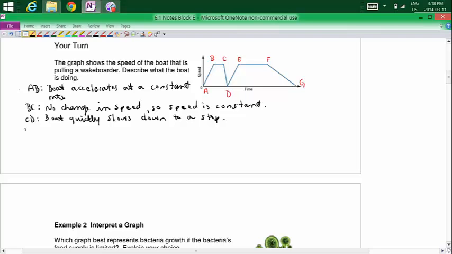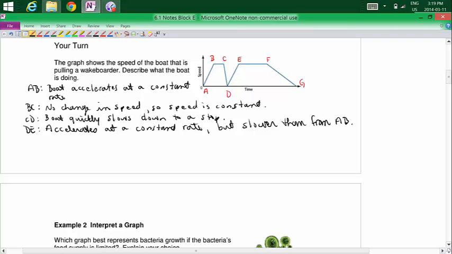Okay, our next section is from D to E, and you can see once again that the boat is increasing in speed, and it's a little slower than from A to B. It's not quite as steep of a slope as from A to B. So we're saying that it accelerates at a constant rate, but slower than from A to B.